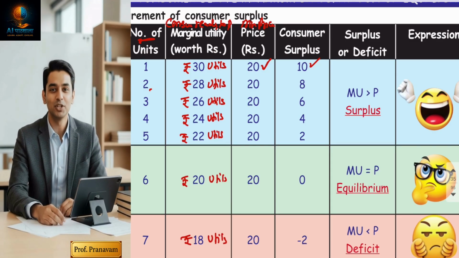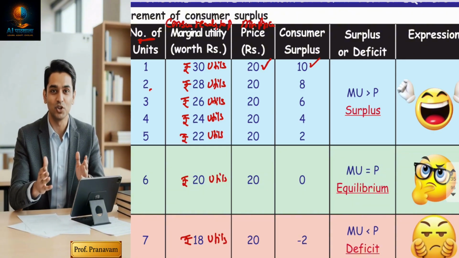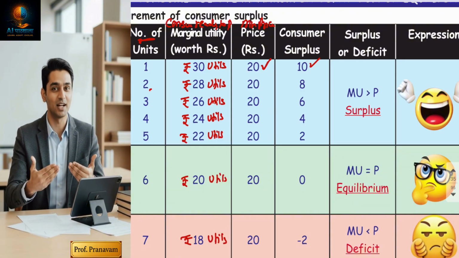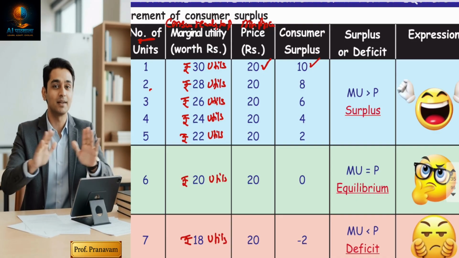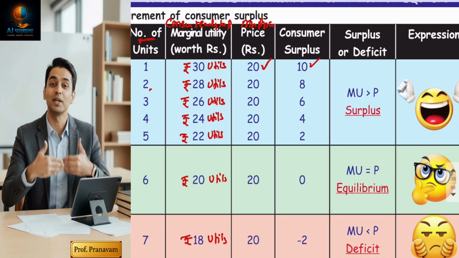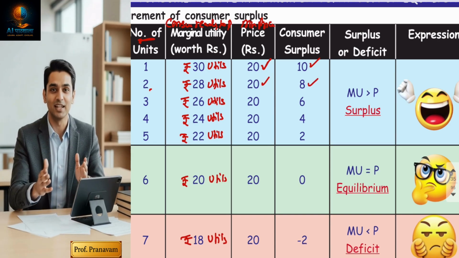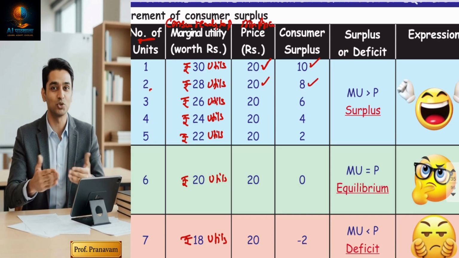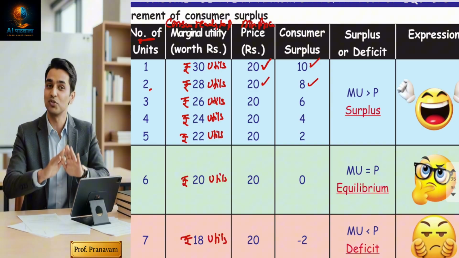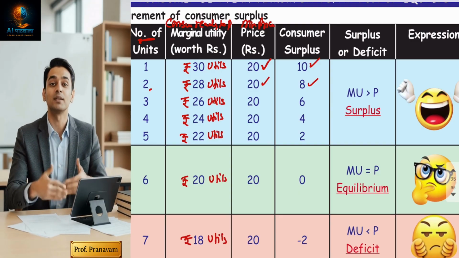See, this surplus is not monetary, it's psychology. Now, the second slice of pizza is going to give me 28 utils of satisfaction. I'm ready to spend 28 rupees. Mentally I feel the second slice is worth buying at 28, but it's available at 20, so I'm in surplus. Mentally, I find it worth buying by 8 rupees. Okay, let's buy.